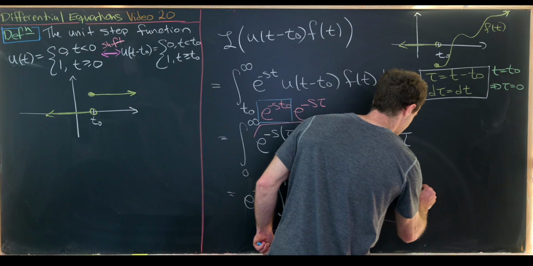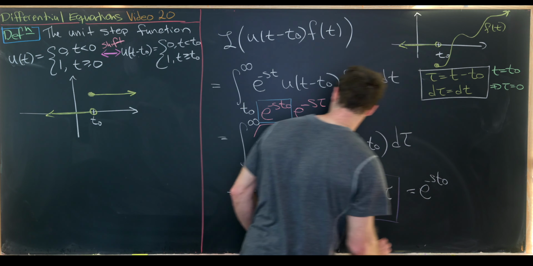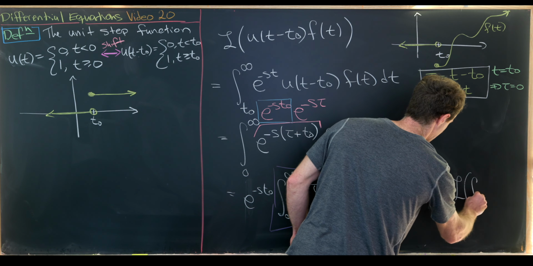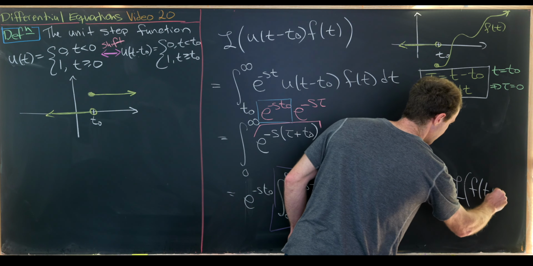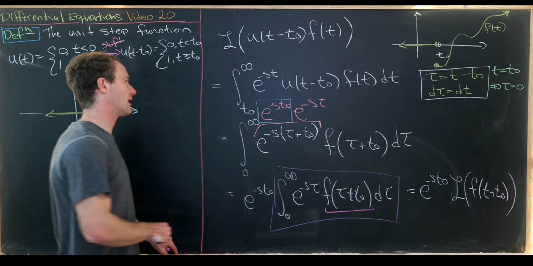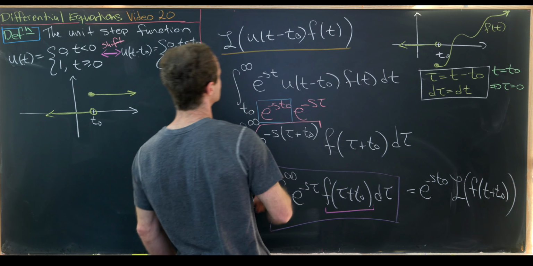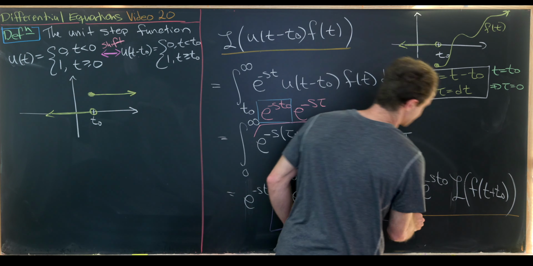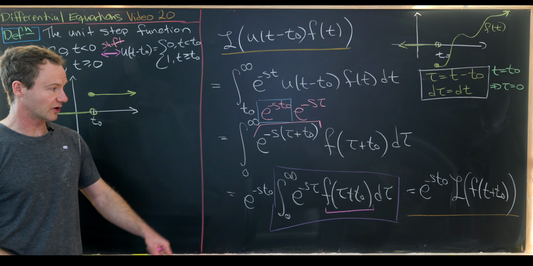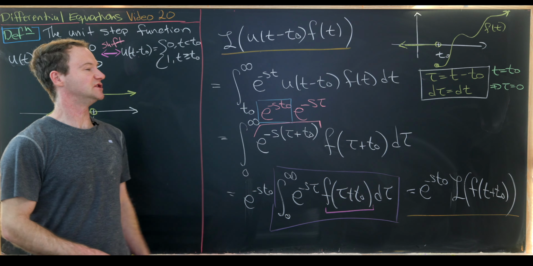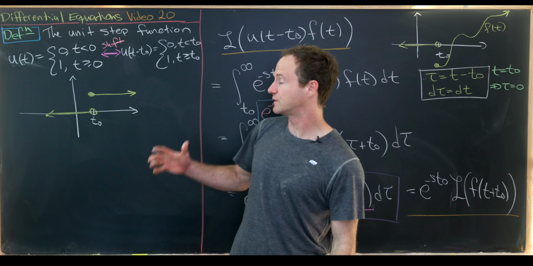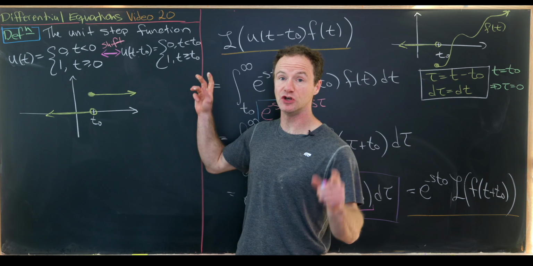So we can write this as follows. We'll have e to the minus s t naught, and then we'll have the Laplace transform of f at t plus t naught, where I've exchanged t and tau again, just to keep it more in line with what we have right here. Okay, so if we read from the extreme left to the extreme right, we'll see that we've got some sort of shifting action occurring when we include this unit step function.